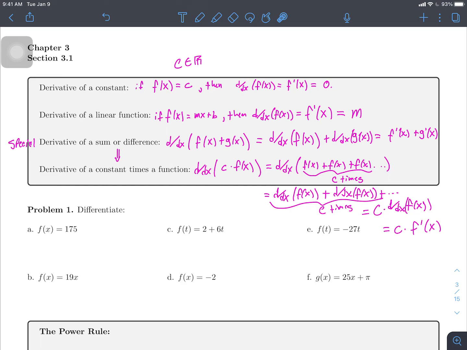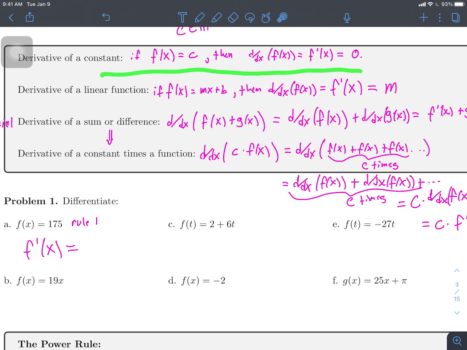So let's do a bunch of examples here, and I want you to tell me which of the following rules, if I label them 1, 2, 3, and 4, is going to apply for each function when I want to do its derivative. Which rule do we think is going to apply for a? What rule should we use to take that derivative? Yeah, 1, okay? Use rule 1. And if I take its derivative, I get f prime of x is equal to, well, the derivative of a constant is 0. So 175 is a number, which is a constant, so I get 0.